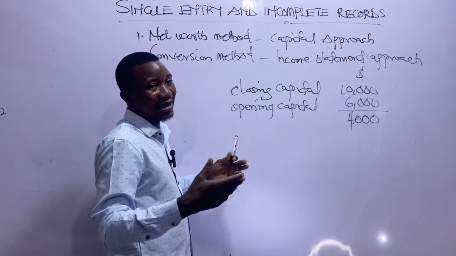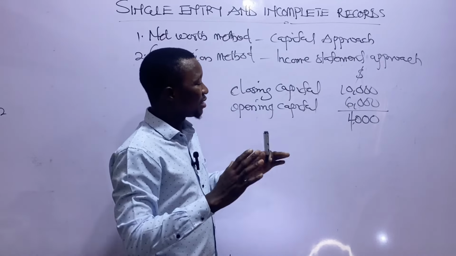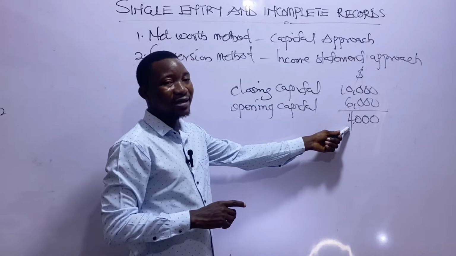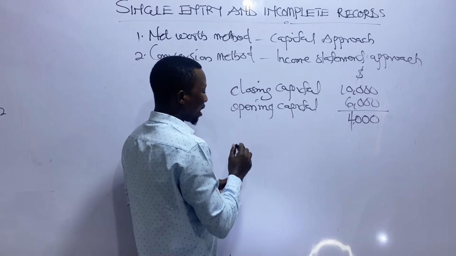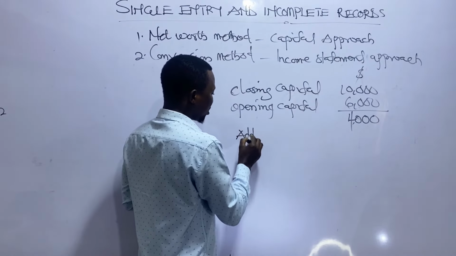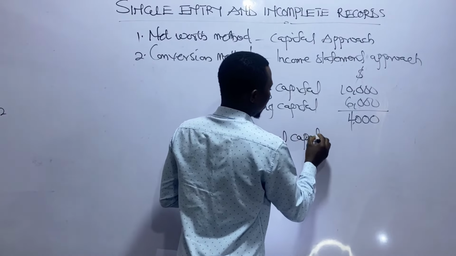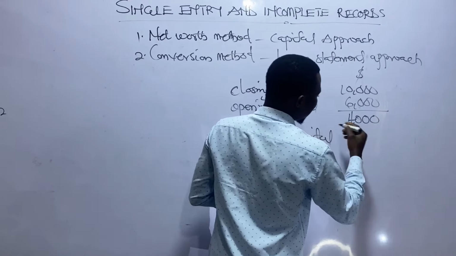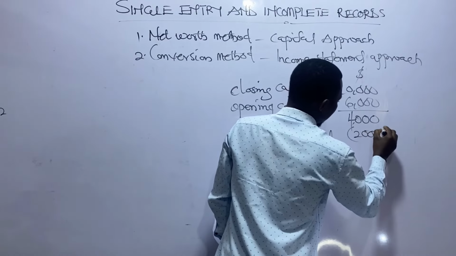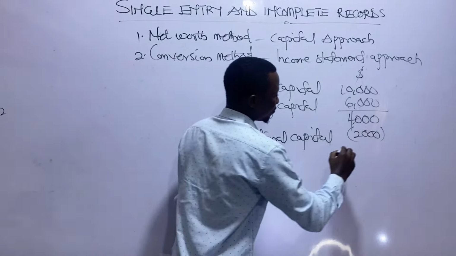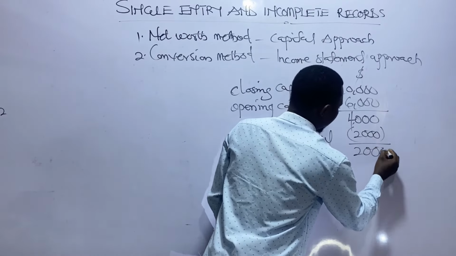So let's say there is additional capital. We have to subtract that. If we did not subtract the additional capital, we would have overstated this net profit. So anytime there is additional capital, we subtract. Let's say the additional capital is 2,000. Then we have to subtract. Then the balance will now become 2,000. Good.